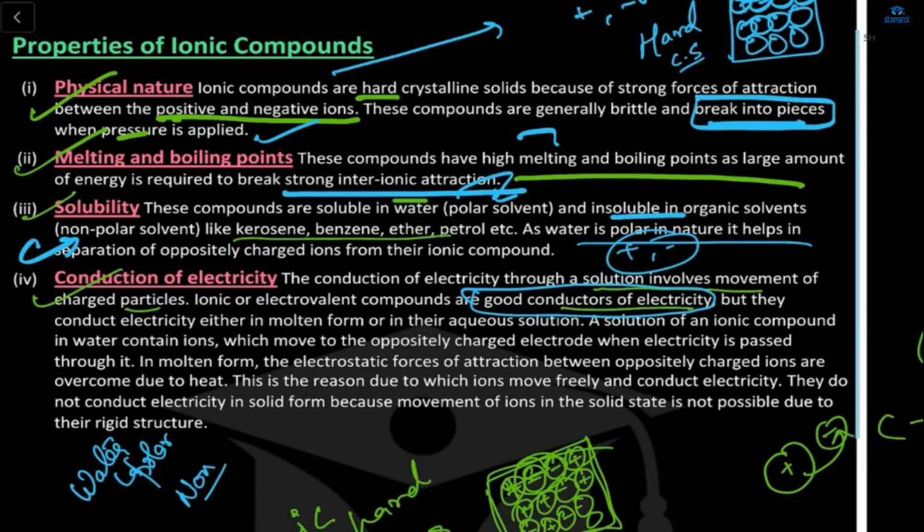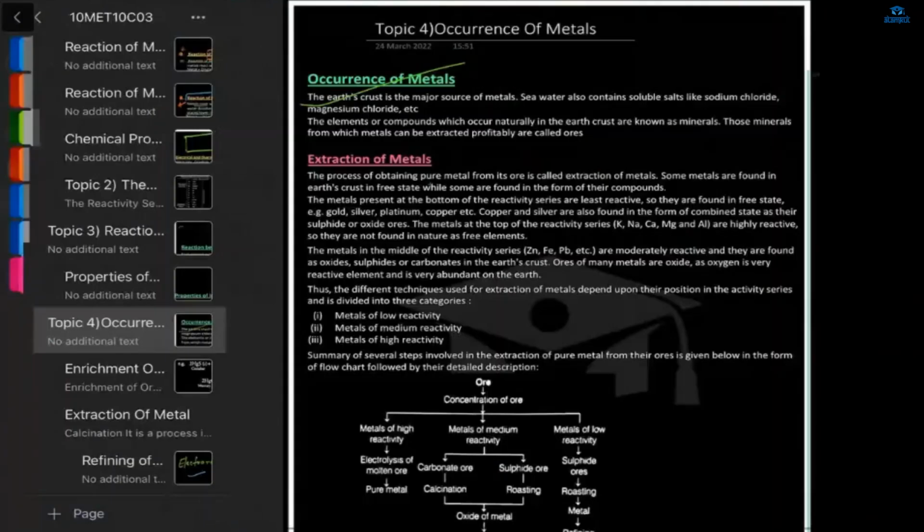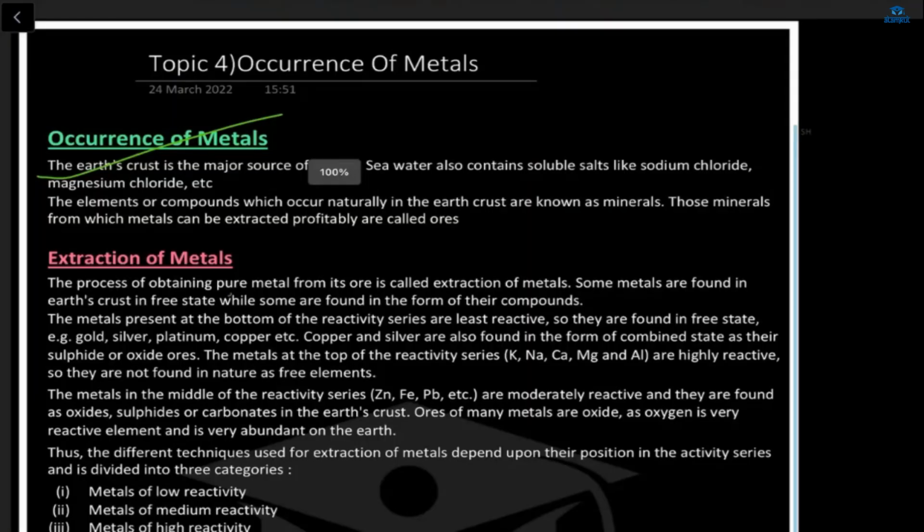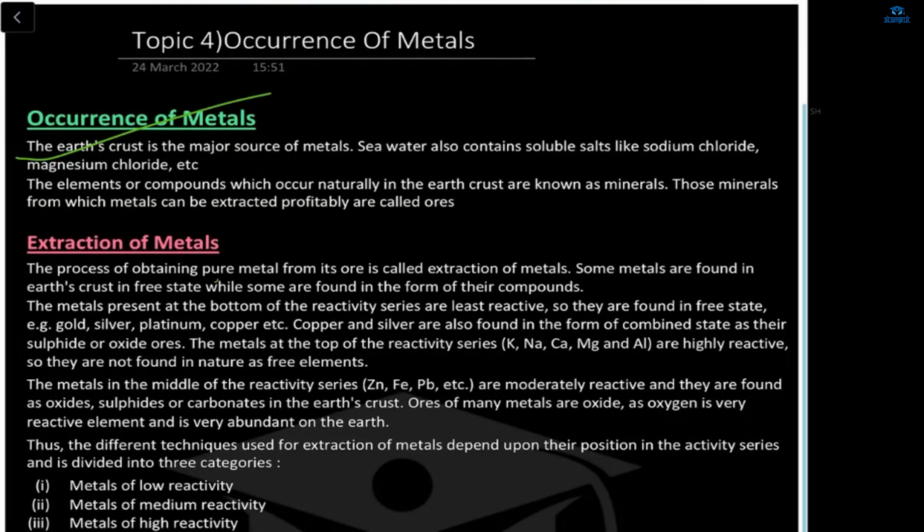Okay? Now moving to the next topic, which is the occurrence of metals. So what is the occurrence of metals? Here it's written the earth's crust is a major source of metals. In the earth, we can find lots and lots of metals.